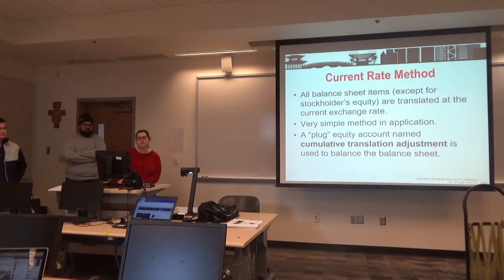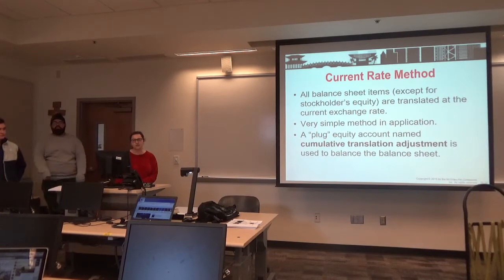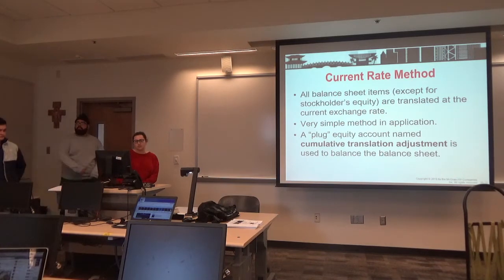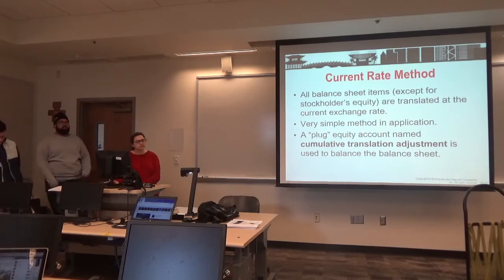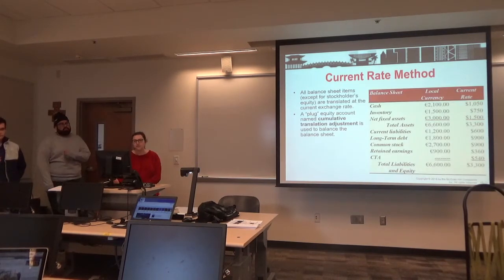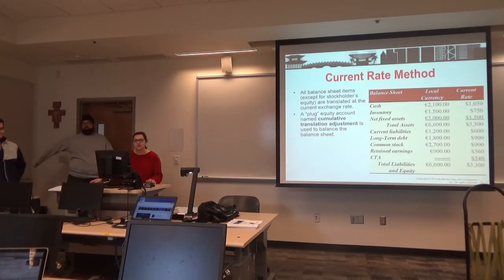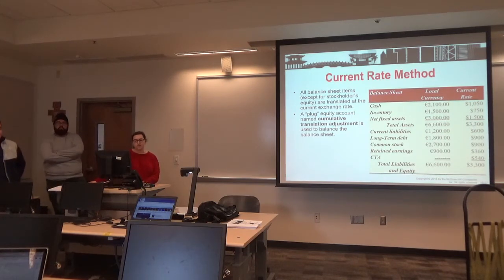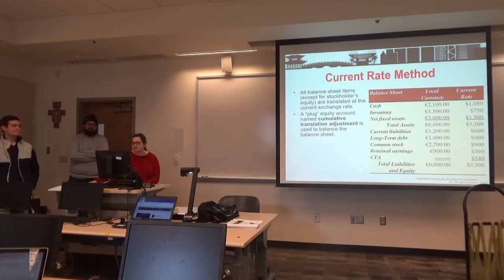So for the current rate method, all balance sheet items except for stockholders' equity are translated at the current exchange rate. This is a very simple method in application. A plug equity account named cumulative translation adjustment is used to balance the balance sheet. So here's an example of that in the balance sheet here. All balance sheet items except for stockholders' equity again are translated at the current exchange rate. And the slide basically just says the same thing, and then there's an example.